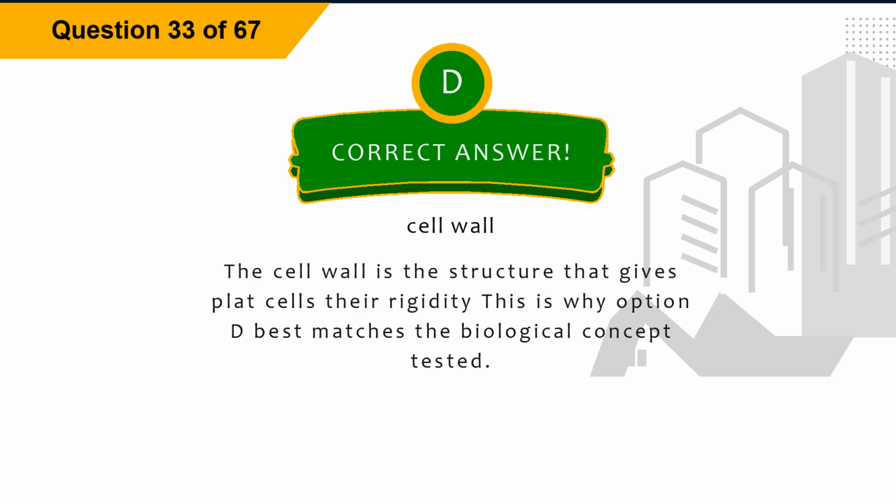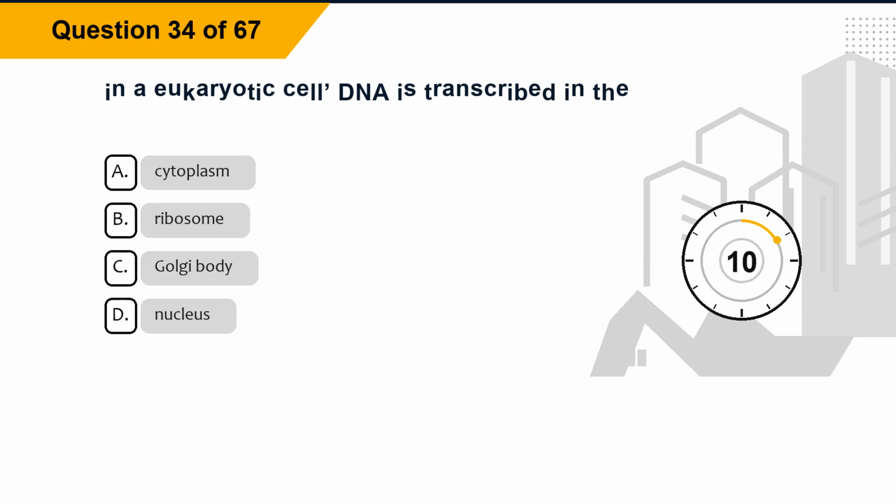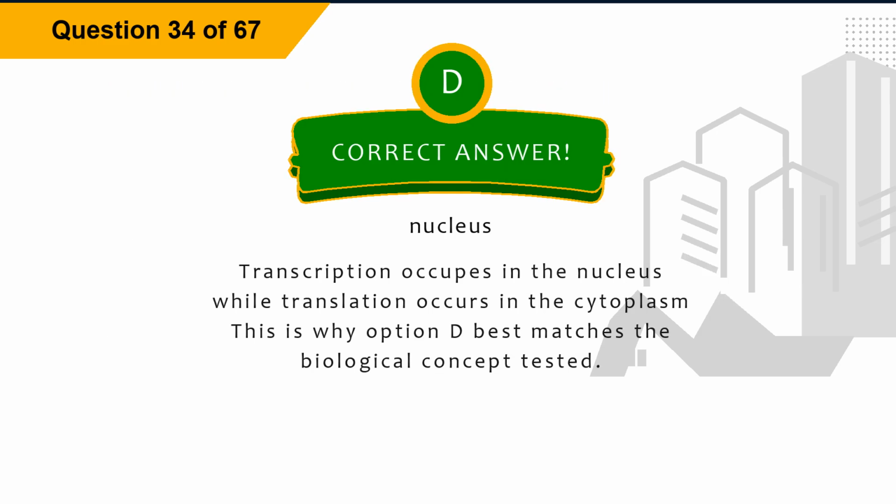The correct answer is option D, cell wall. Explanation. The cell wall is the structure that gives plant cells their rigidity. This is why option D best matches the biological concept tested. Question 34. In a eukaryotic cell, DNA is transcribed in the option A, cytoplasm, option B, ribosome, option C, Golgi body, option D, nucleus. The correct answer is option D, nucleus.